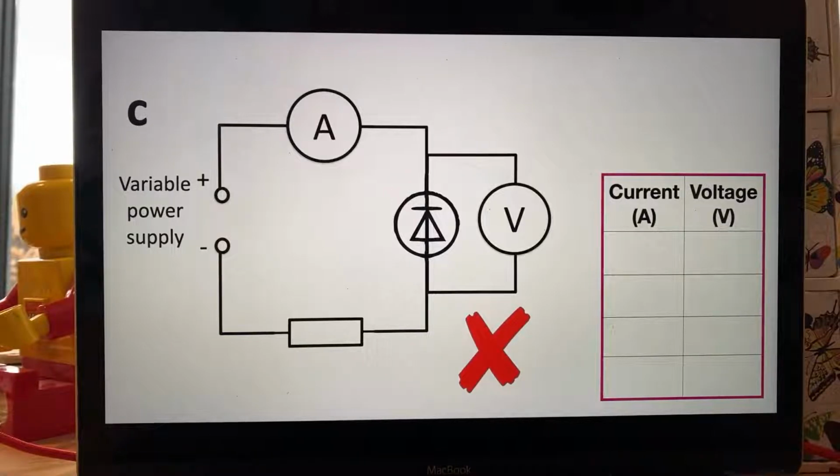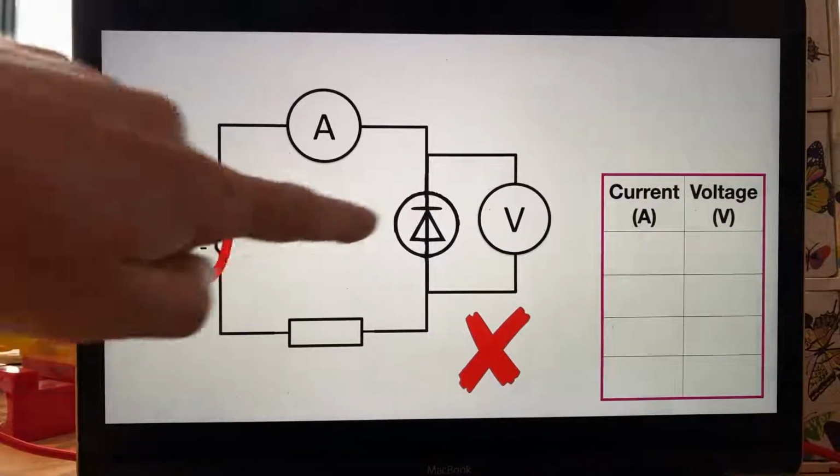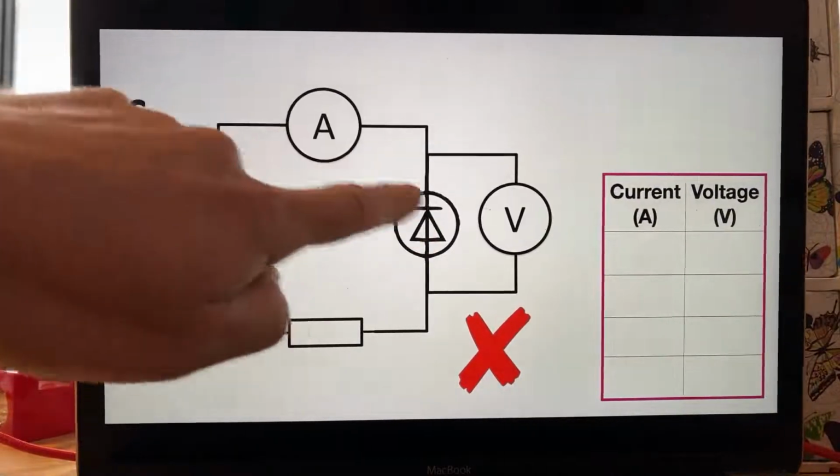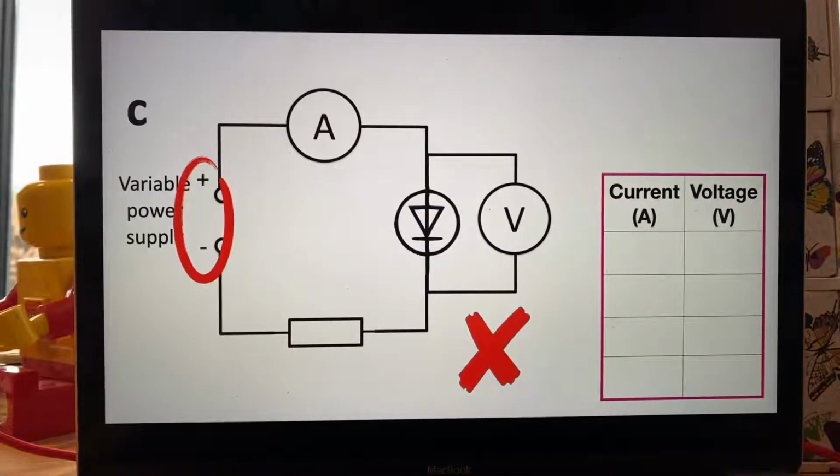No. What's the problem? The diode's the wrong way around, isn't it? Look, at the moment it's backwards, so that would be facing loads of resistance. You wouldn't get any readings. We'll turn the diode round and now it's fine.